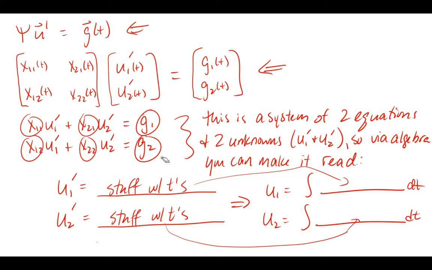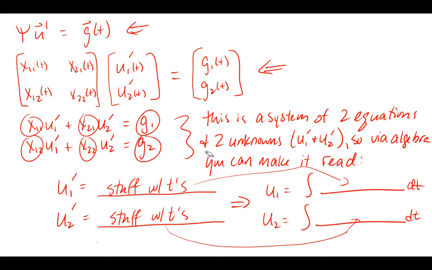And so the only reason why I can't do a cute formula that always gives you the answer is because these aren't numbers. So x1, x2, the g's, right? These six things that are circled are functions, or they could at least be functions. Maybe they might just be numbers, but for the most part, they're probably functions. And so in terms of the usual algebra, this is still a system of 2 equations and 2 unknowns, u1 prime and u2 prime.